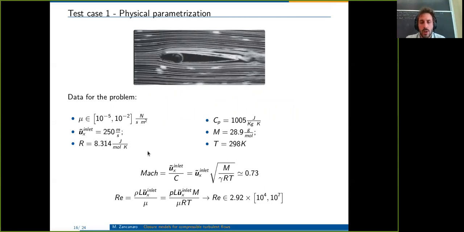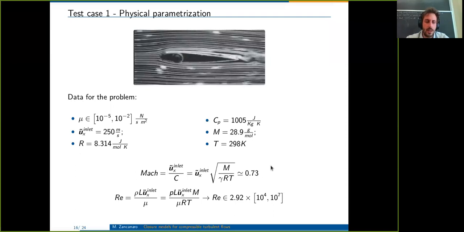We are supposing to work with perfect gases, and here we have the molar mass of the gas, and all these coefficients that are just dependent on the state that you are working at. By the use of all these data, it is easy to evaluate the Mach number that we are working at, and it is about 0.73.